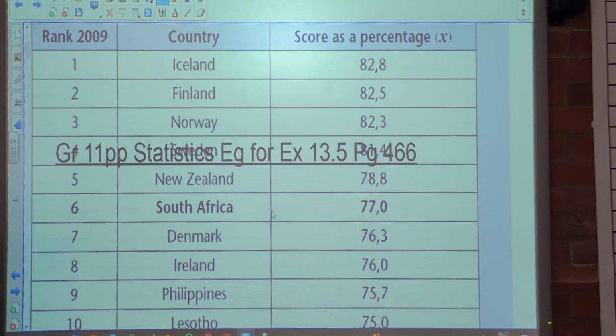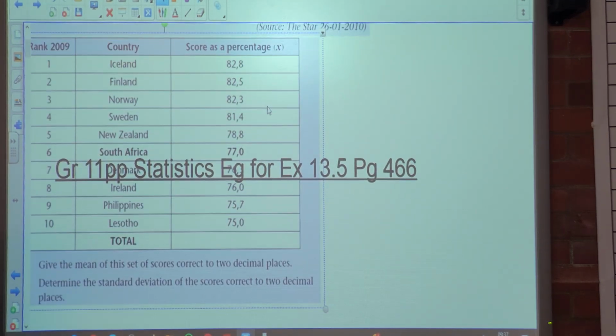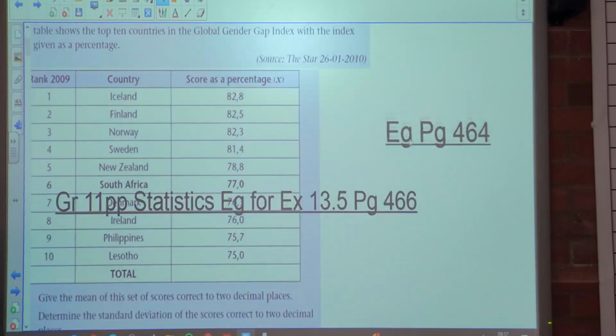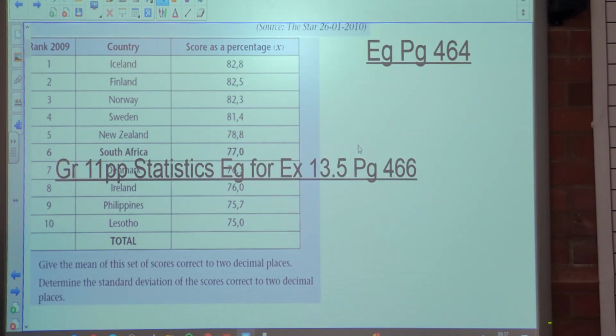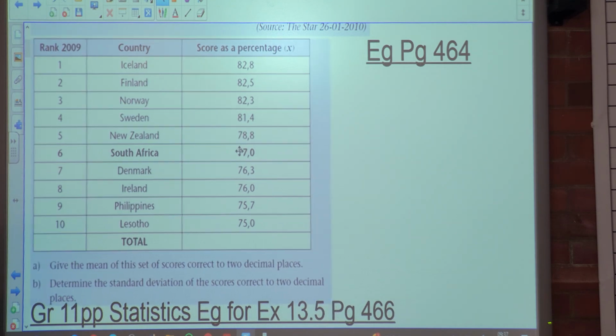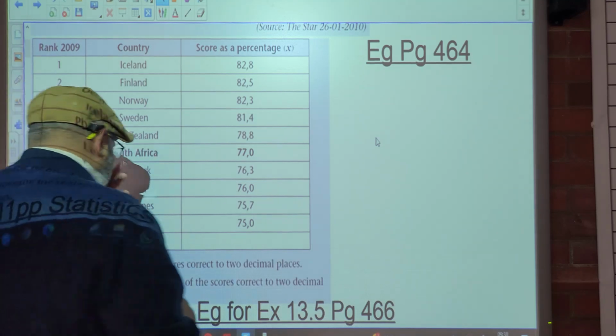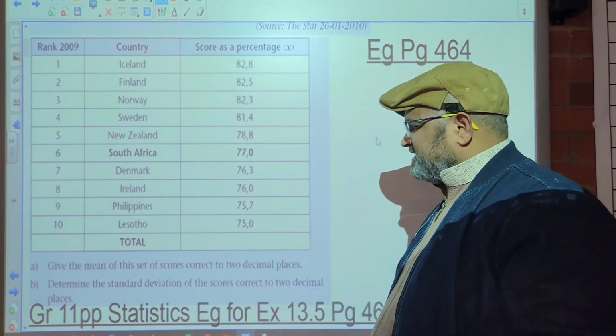Score as a percentage. So let's pull this down here. First things first. So ranked in 2009, 1 to 10. The countries Iceland, Finland, Norway, Sweden, all the way. South Africa is 96. Score as percentage, which is X. First question. Give the mean of the set of data.